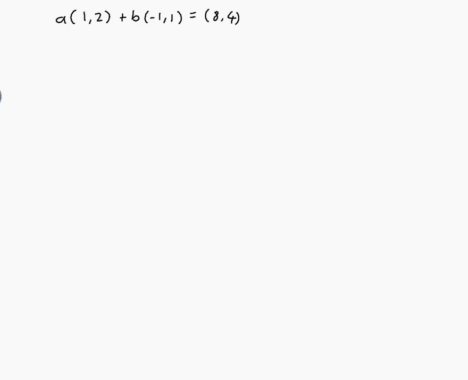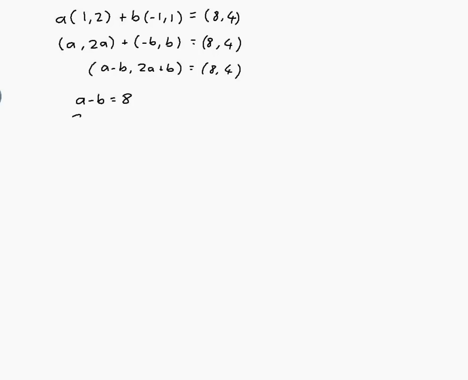Well, let me do that scalar multiplication to make it a little easier. A and 2A, that's what happens when I multiply (1, 2) by A, plus minus B and B, is still equal to (8, 4). And I might as well do that addition as well. So what have we got? The first coordinate's A minus B, the next coordinate's 2A plus B, and that's still equal to (8, 4). So we've got two vectors that are equal. The only way for that to happen is for the x coordinates to be equal and the y coordinates to be equal. So we must have A minus B is 8 and 2A plus B is 4.